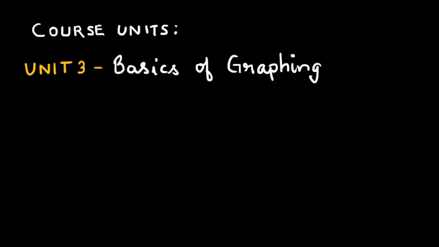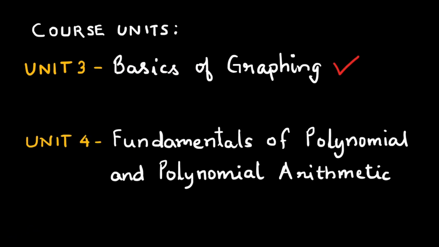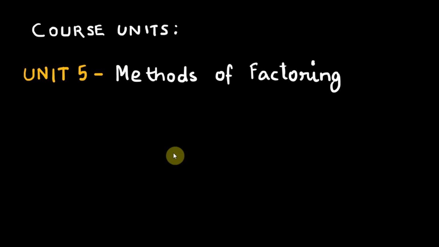In Unit 3, you will study basics of graphing. You will be able to identify different types of graphs, draw graphs of linear equations, and evaluate the slope of a line. In Unit 4, you will study fundamentals of polynomials and polynomial arithmetic. You should be able to identify a polynomial from other types of expressions, simplify and perform basic arithmetic operations on them.